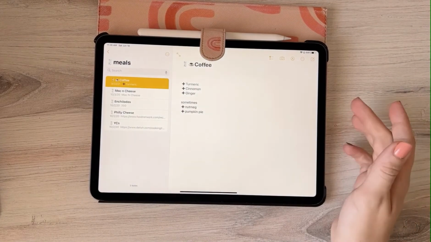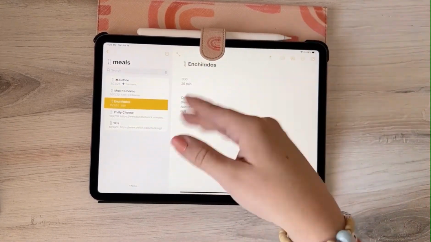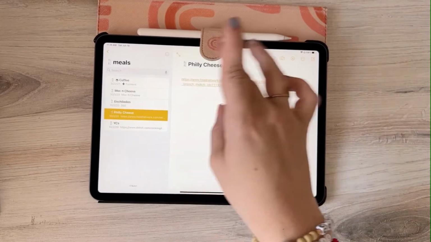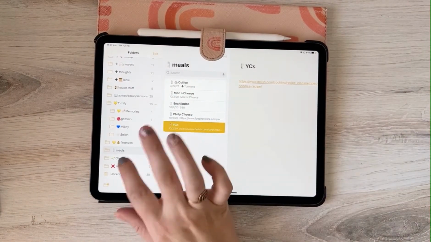Meals. Here's my mom's mac and cheese recipe, here's the enchilada she makes, and then here are some links. I'm not that good of a cook, you guys, so I kind of needed help.